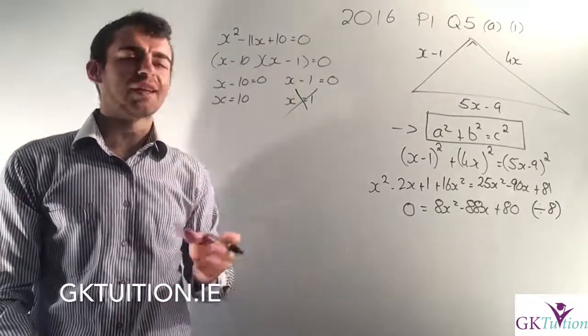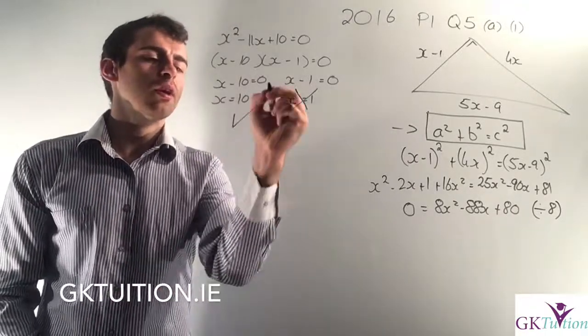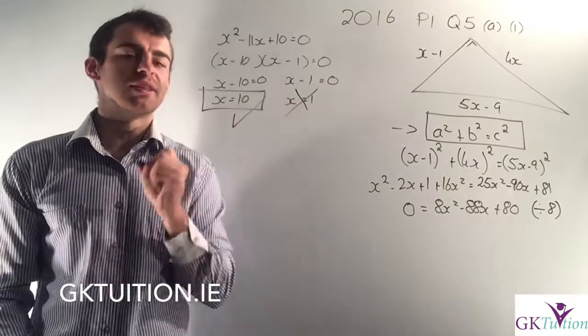So that means I'm actually eliminating my x equals 1. So I'd write it out exactly like that. I'd solve my two answers. I'd put an x through the one that I'm not including, but I would put a tick beside the one that I am including. So my answer is x is equal to 10.